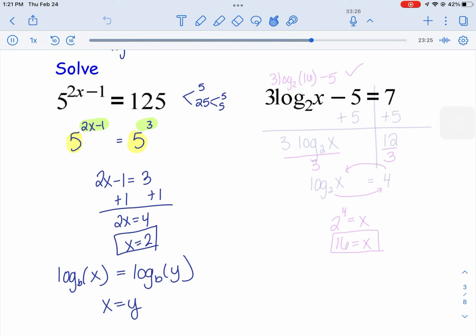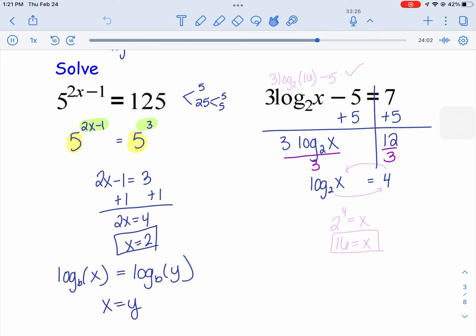But if you're given a log and you need to solve it, then you need to first get the log by itself. Then you need to divide, so that you get the log all by itself. So that minus 5 was on the outside. It wasn't in parentheses, so I had to add it first. Then I divide by 3.